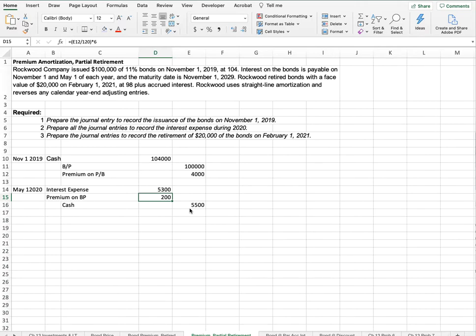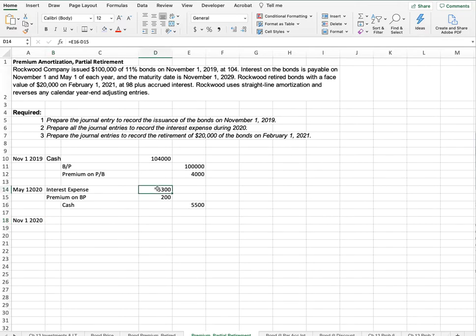Then we also are going to have to prepare the entry for December 31st to accrue interest from May 1st. Oh, I forgot about November. I'm sorry. Wait a second, that's more than 6 months. Okay, so we have our November 1st, and this is going to look exactly the same because it's straight line.